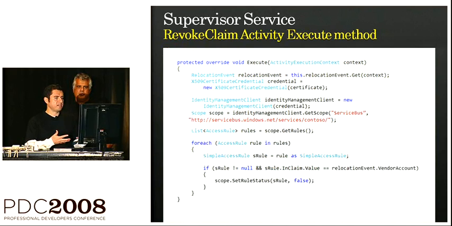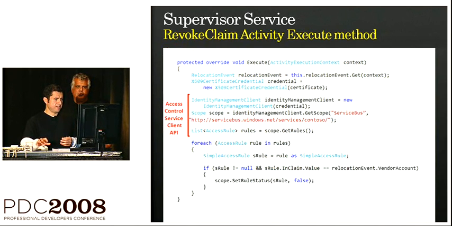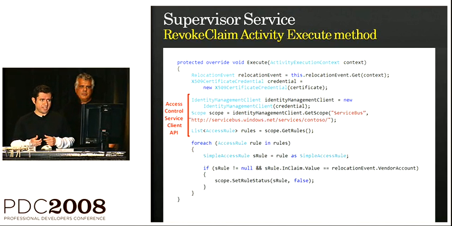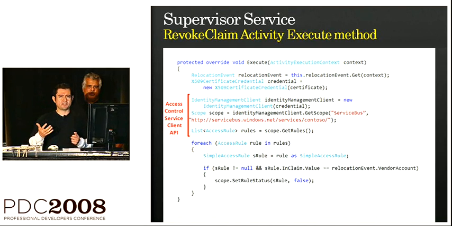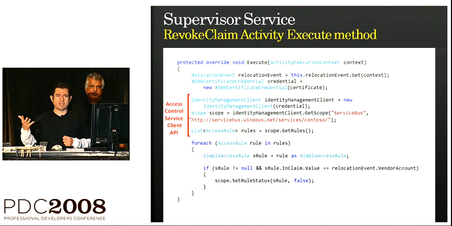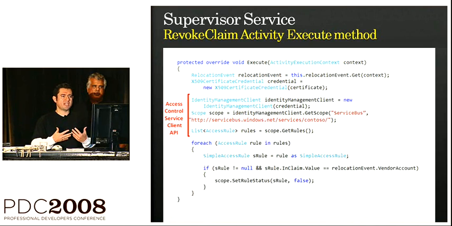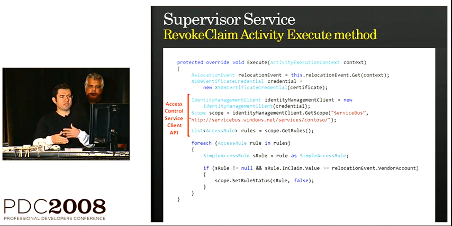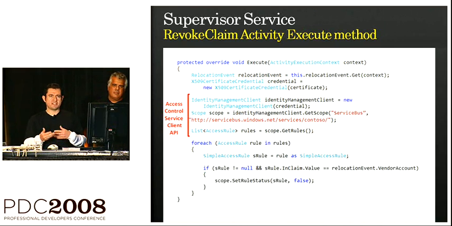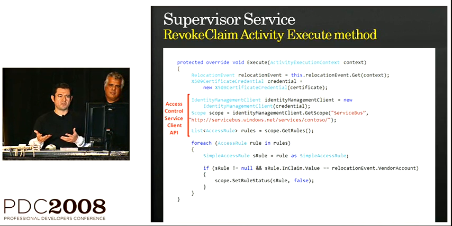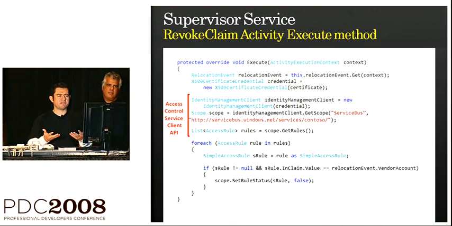I have to authenticate with the service, and then what I'm doing is I'm using this class called the Identity Management Client. This is the Access Control Service API. Access Control Service has the portal, which is the web UI that I showed you, and also has an API that allows me to programmatically control the rules that I've defined. So that's what I'm going to do here. I'm going to specify that I want the scope or the application called Service Bus, which defines the rules that the Service Bus uses for specifying who can send and receive.